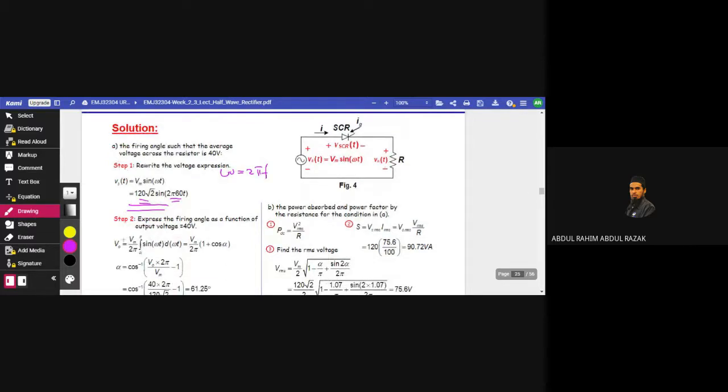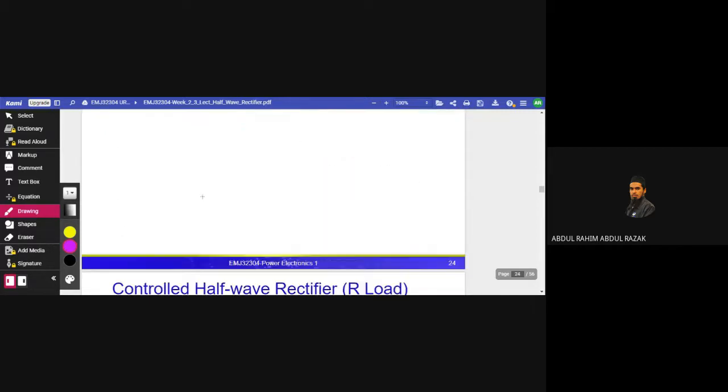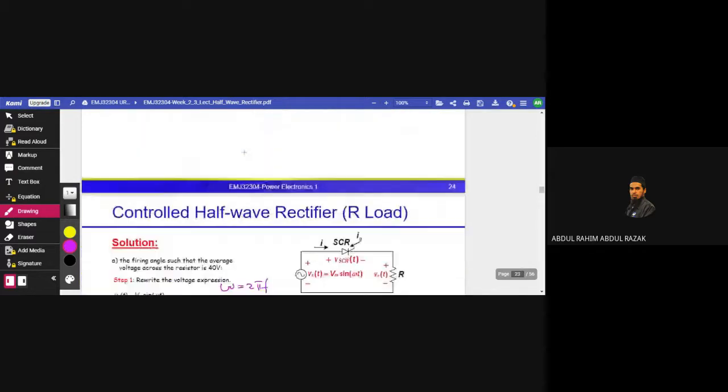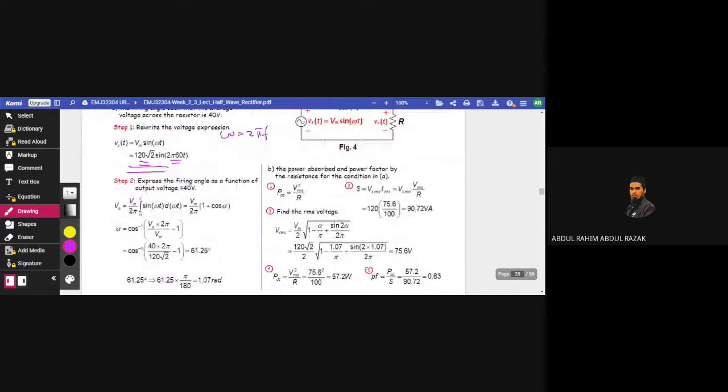Then express the firing angle as a function of output voltage. And V out here is given, to find out what your alpha is. V out is equal to, you have here V max, V out is 40, so alpha is equal to 61.25 degrees or 1.07 radian. Absorbed power is V square over R, where V is RMS.